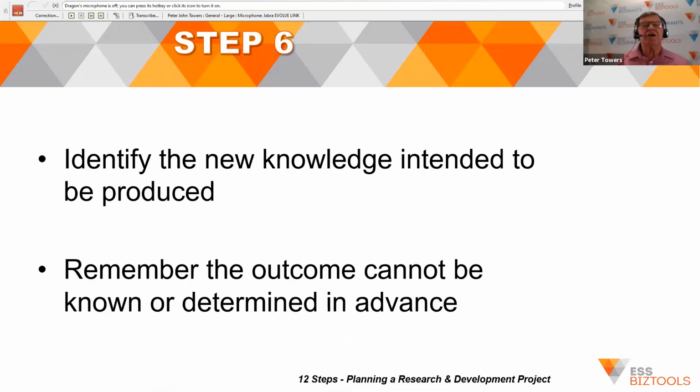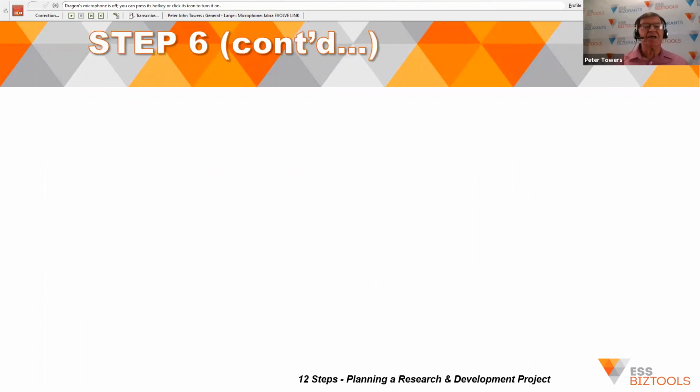And one of the key requirements in the legislation is that this knowledge cannot be known or determined in advance. So it's not possible to sit down and determine what the new knowledge is going to be based on knowledge that's already known. It has to be something that's going to be new knowledge, not able to be determined in advance.